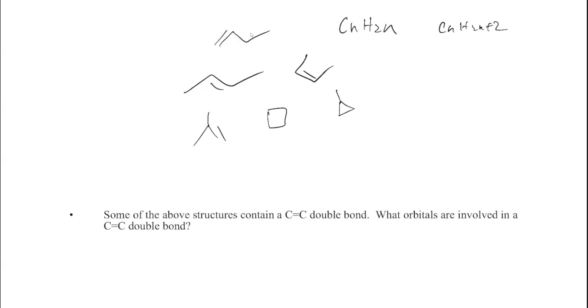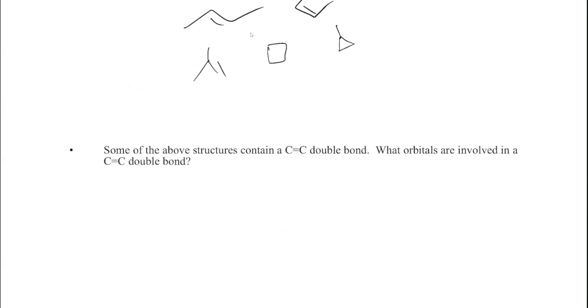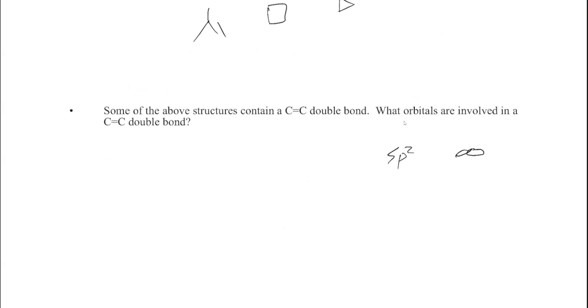Some of them contain a C=C double bond because you need to lose 2 hydrogens, and we know that a double bond is formed by a sigma bond and a pi bond. The sigma bond is formed by 2 sp2 orbitals head to head, something like this. And the pi bond is formed by 2 p orbitals shoulder to shoulder, something like this.